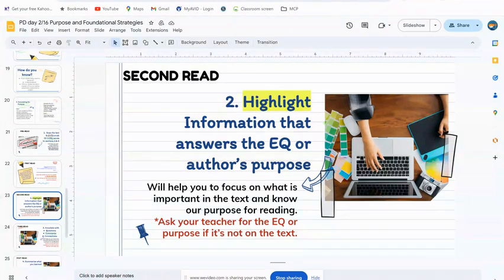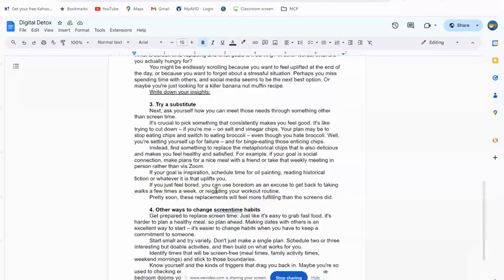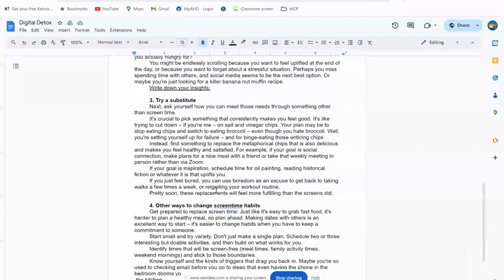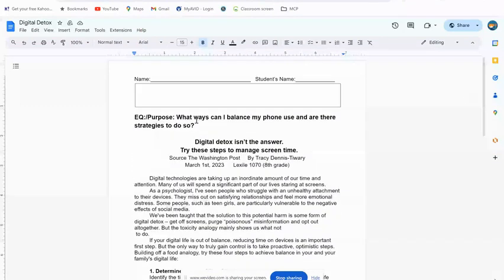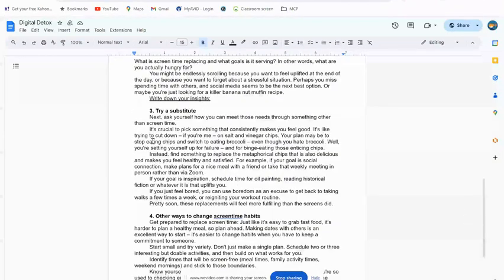So take a minute to read through the text. And we're only looking at sections 3 and 4, you're only going to answer or highlight things that answer our essential question. What ways can I balance my phone use, and are there strategies to do so? When you spot those, then you're going to highlight them, okay? So take a minute and do that.